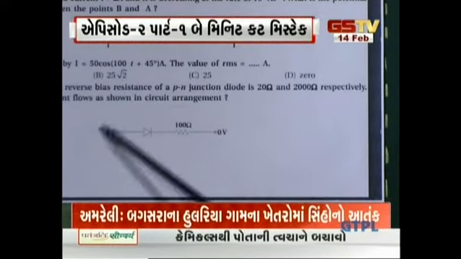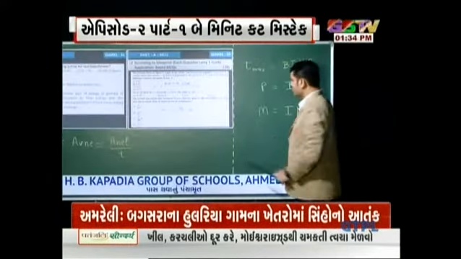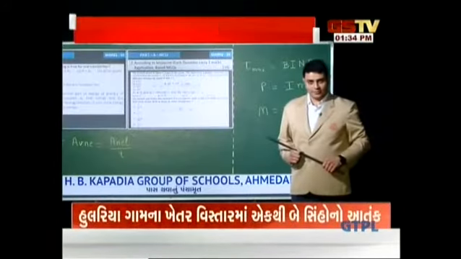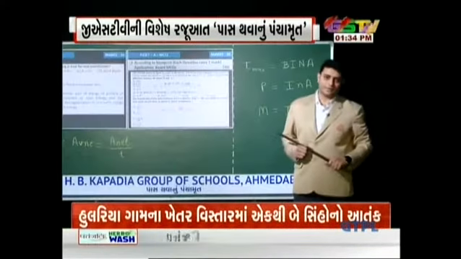When the current is flowing in this direction, resistance is 2000 ohm. We want to find out how much current flows as shown in the circuit arrangement. We want to find out the value of current. So again, it is an application based MCQ. You have to apply your knowledge, you have to apply the formula.